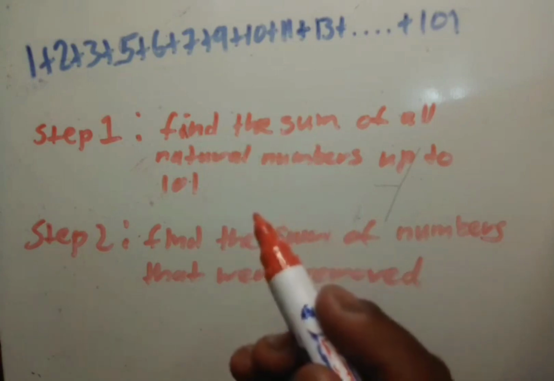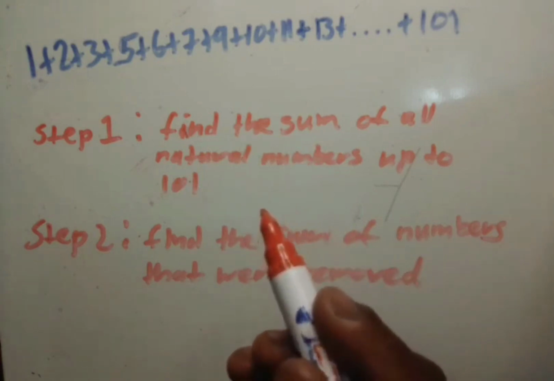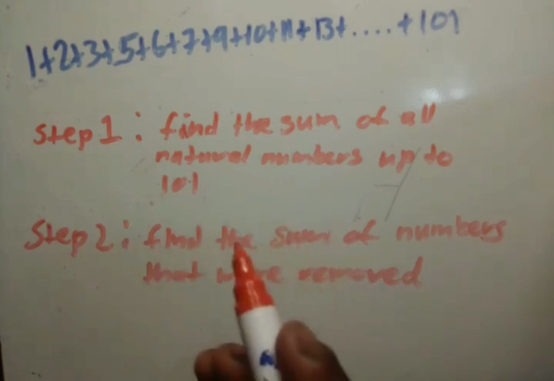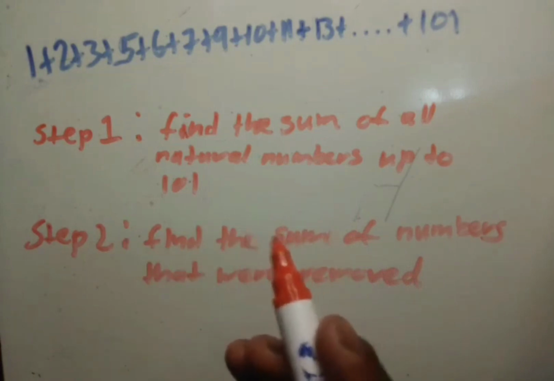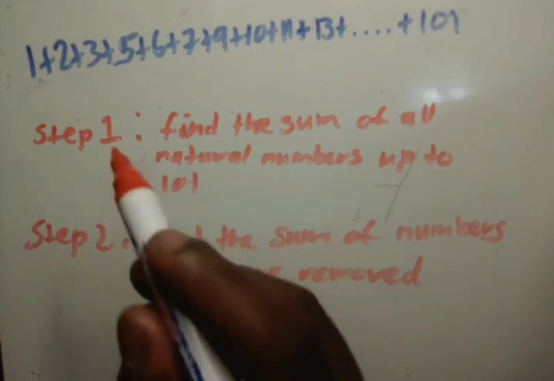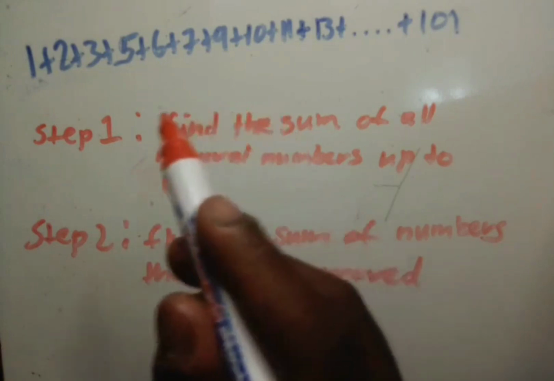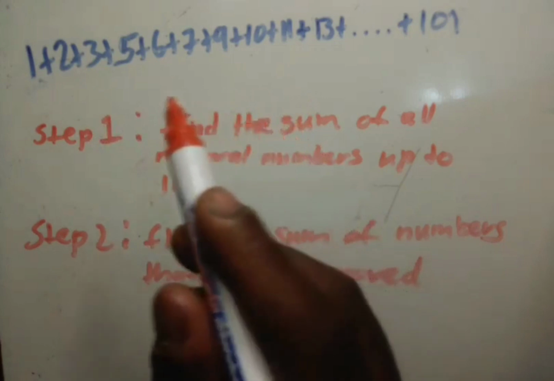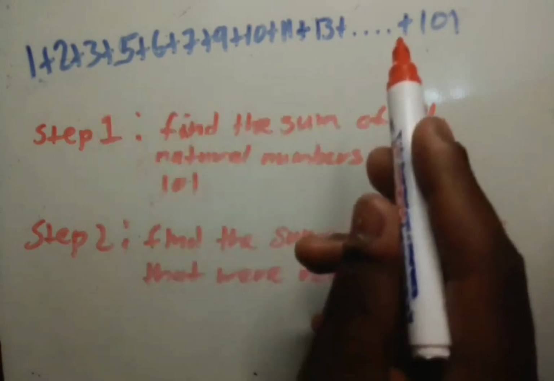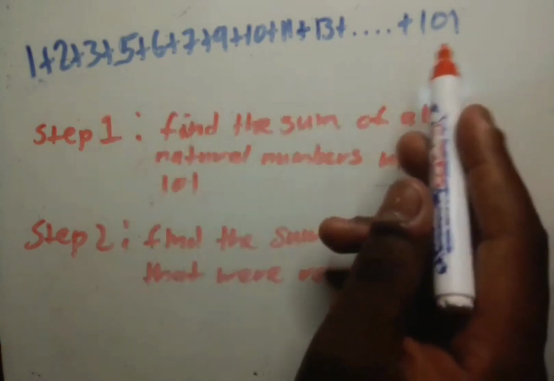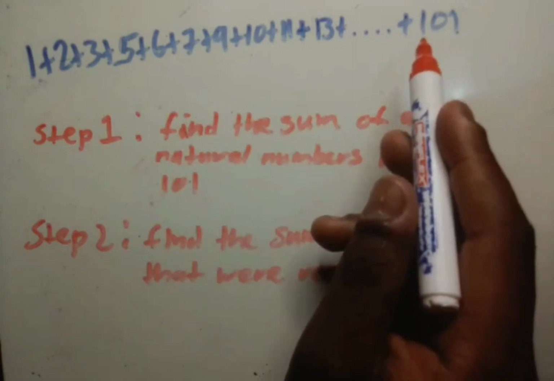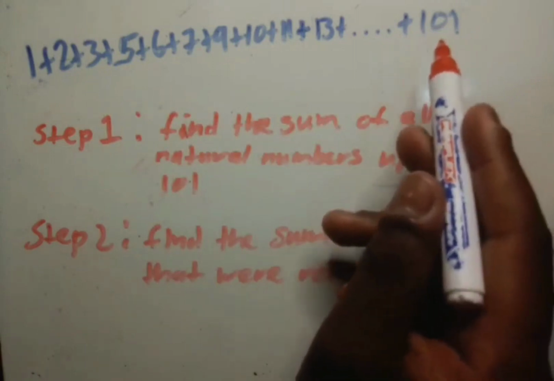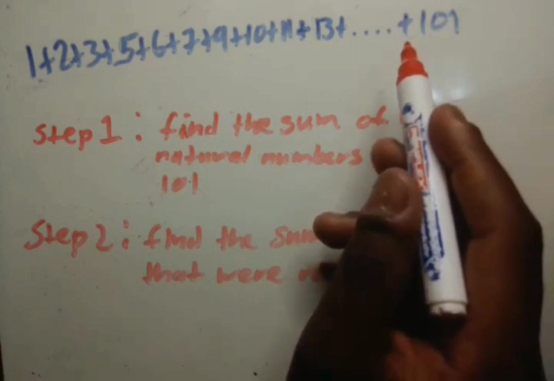Then step 2, you find the sum of the numbers that were removed, right? The multiples of 6. If the multiples of 6 were removed, you find the sum of it. Here the multiples of 4 were removed, so we need to find the sum of the multiples of 4, right? So from 4 up until the last multiple of 4. The last multiple of 4 in this case is 100, right? That's just before 101. So 100 is a multiple of 4, so that's the last one.